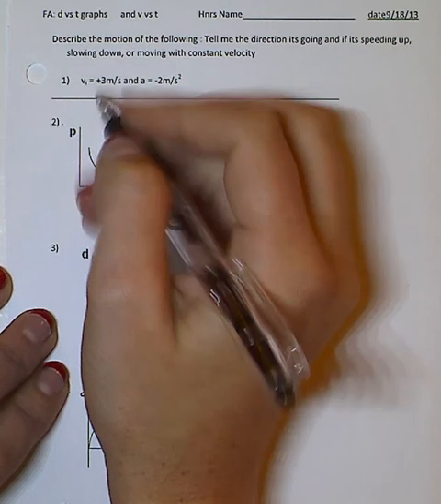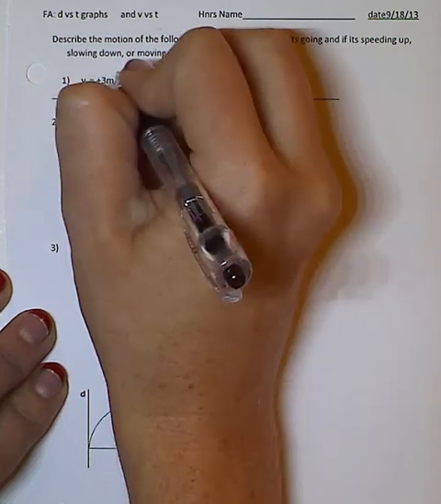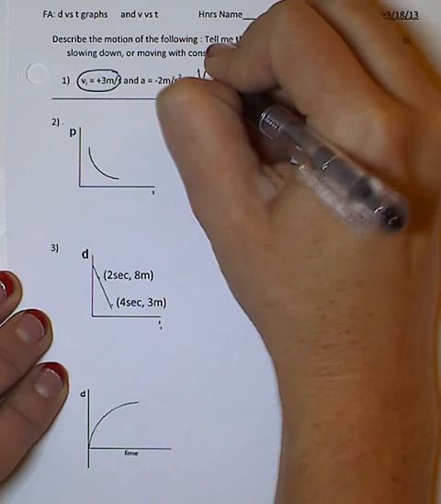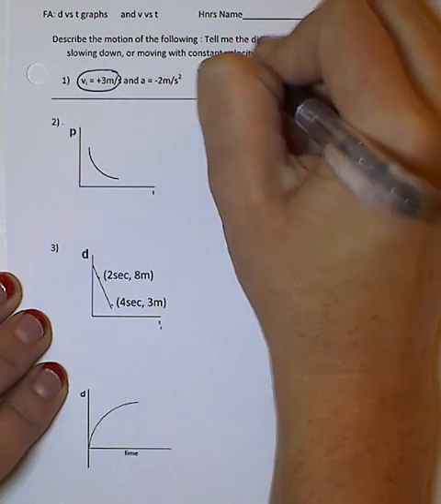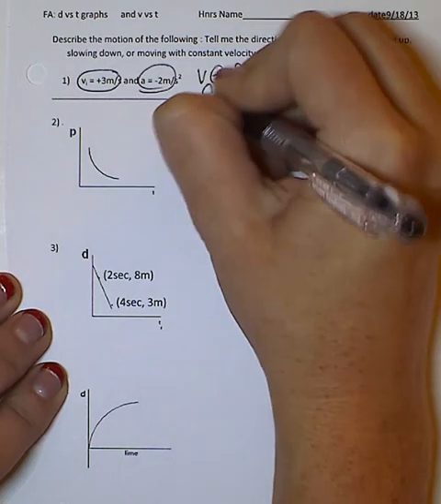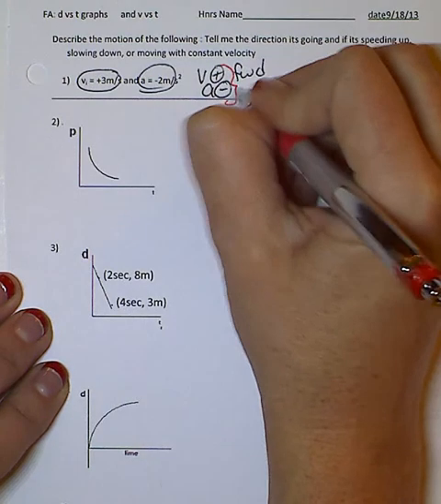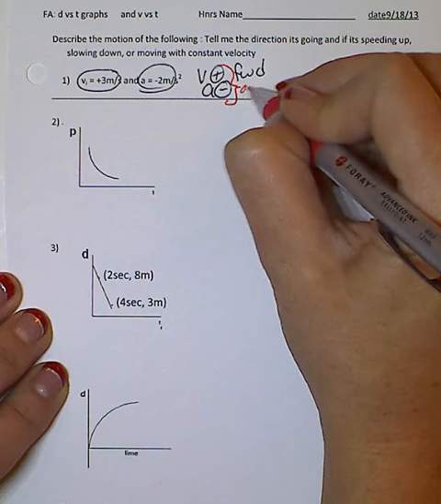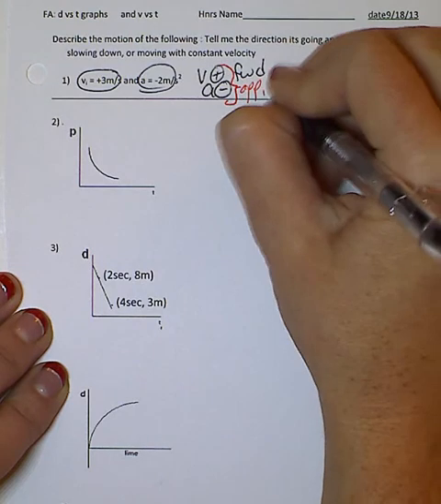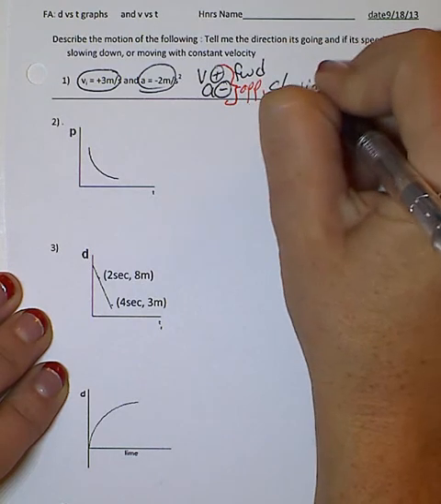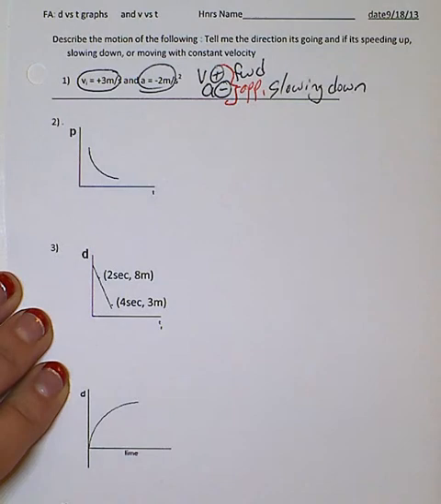I just know that a positive velocity means that it's moving forward, and the negative acceleration paired with the positive velocity, opposite signs, mean it's slowing down. Number one, it is moving forward and slowing down.